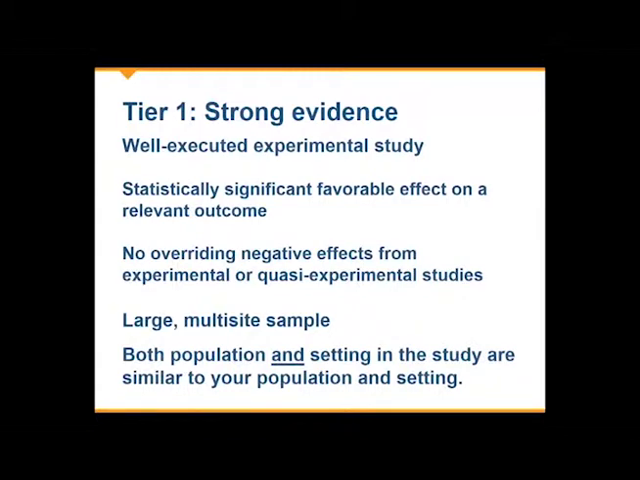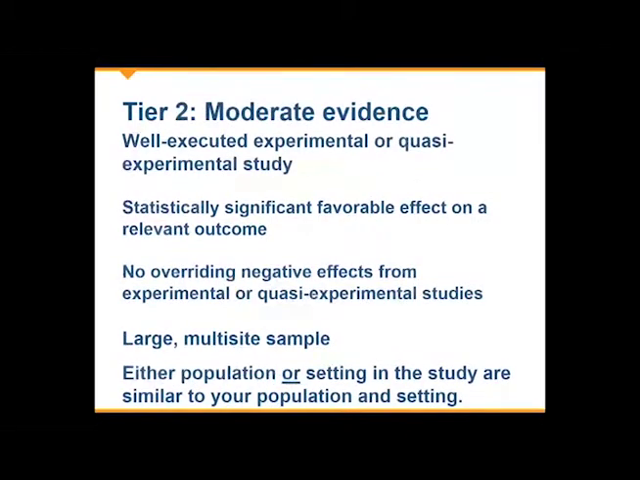Tier 1, strong evidence. Has to be a well-executed experimental study, a statistically significant favorable effect on a relevant outcome, no overriding negative effects from experimental or quasi-experimental studies, a large multi-site sample, that's very important, and then finally both population and setting in the study are similar to your population and setting at your school.